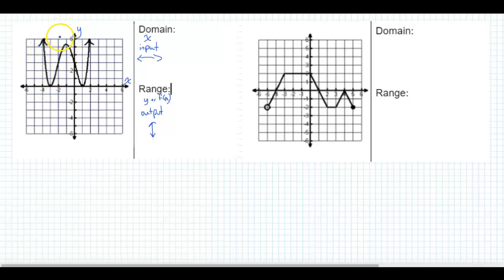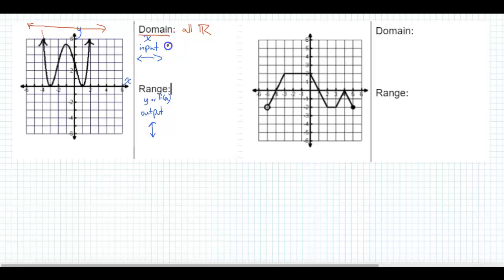Okay, so let's start with the domain. I'll put that in red. Those are all the horizontal values. This arrow means it's going to keep going forever, so it keeps going to the left forever. And then we can see all these values here are included, and it keeps going that way forever too. So this represents all the real numbers. That's the symbol for it. You could just write all real numbers.